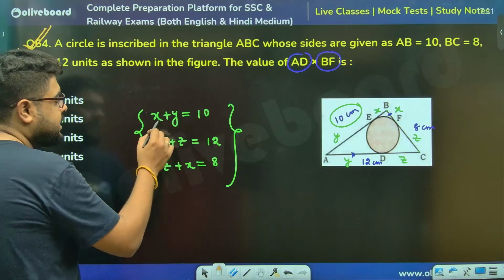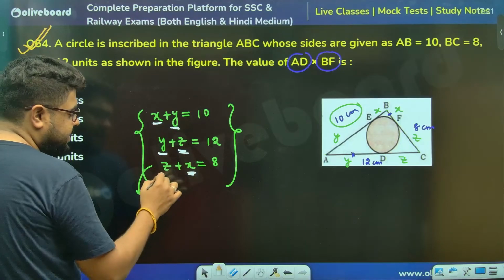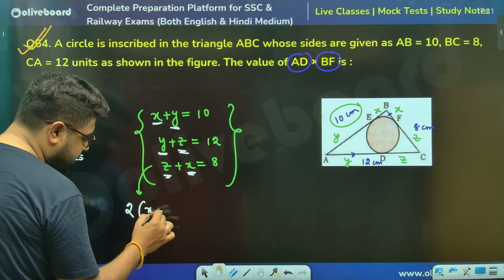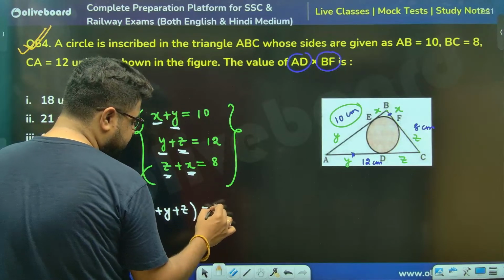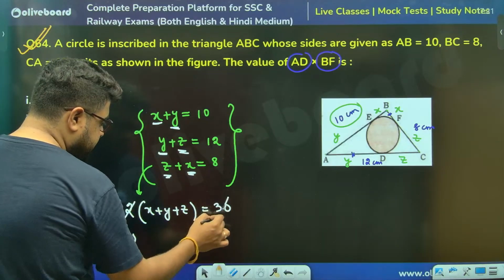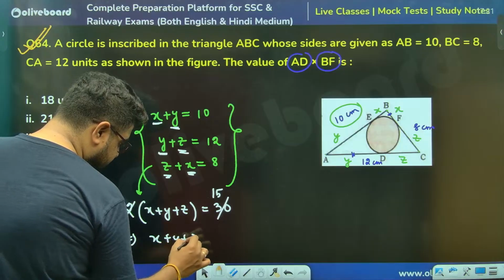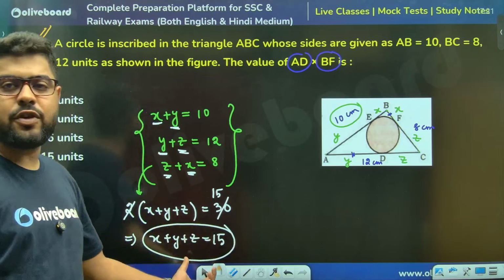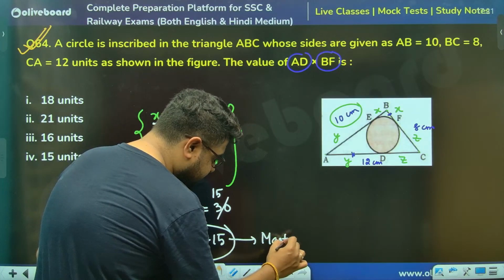If you take the sum, you see X comes twice, Y comes twice, Z comes twice. So if I add all three, it will be twice of X plus Y plus Z, and the right hand side will be 30. So 2 times the sum is 30, which means X plus Y plus Z is equal to 15. Very simple. Now you have your master equation. This is our master equation, sir.